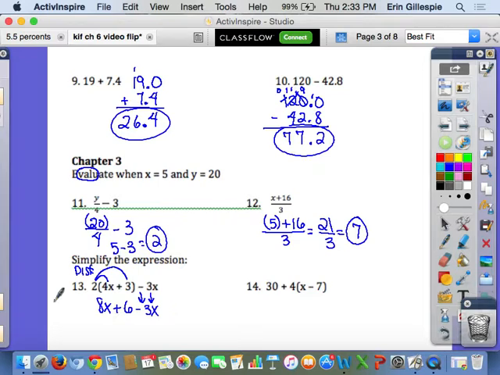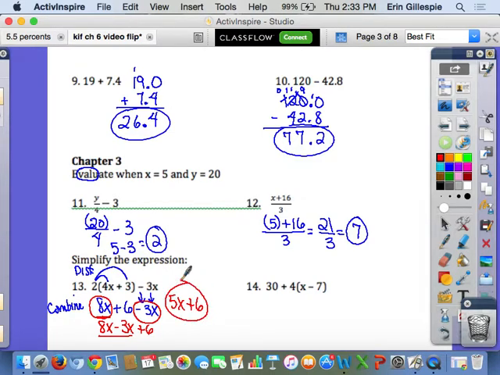Now after I've distributed, I want to combine like terms. So that means I need to look for the ones that are the same. Well, here that means there's 2 terms that both have an x in it. So that 8x, and remember it's important to pay attention to the sign in front of the like term there. That's a minus sign. So I'm going to do 8x minus 3x plus 6. So 8 minus 3 is 5. So that means my answer would be 5x plus 6.